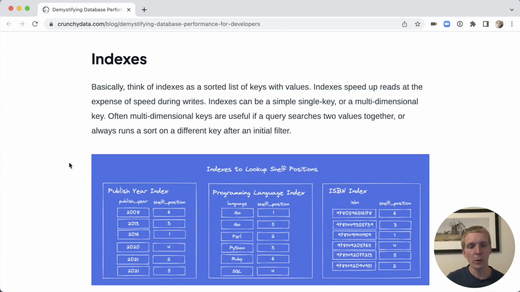Oftentimes when we talk about performance, we talk about indexes. In this example here with books, a good example of indexes would be an index on publish year. I might have the publish year 2008, and the publish year 2008 points to shelf position 6, instead of the index itself having a full copy of the book, which would be pretty expensive. If you're at a library, you don't want to keep copying your books. Programming languages are another good example here, and ISBN indexes, of course, are a great example. If I want to purchase a certain book, if I have its ISBN, I could tell that to a bookshelf and they could find it.